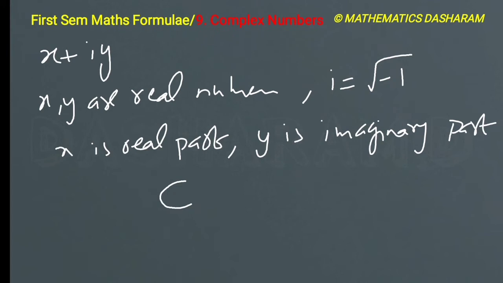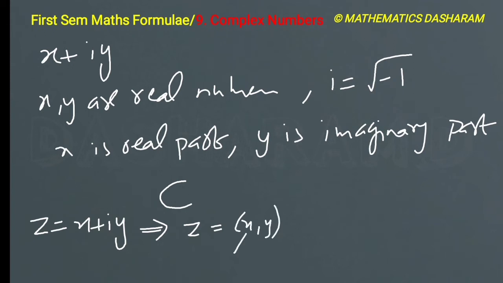For example, the complex number z equals x plus iy. It can be written as z equals the bracket of x comma y. Here x is called the real part, y is called the imaginary part, where i equals under root minus 1, or i square equals minus 1.